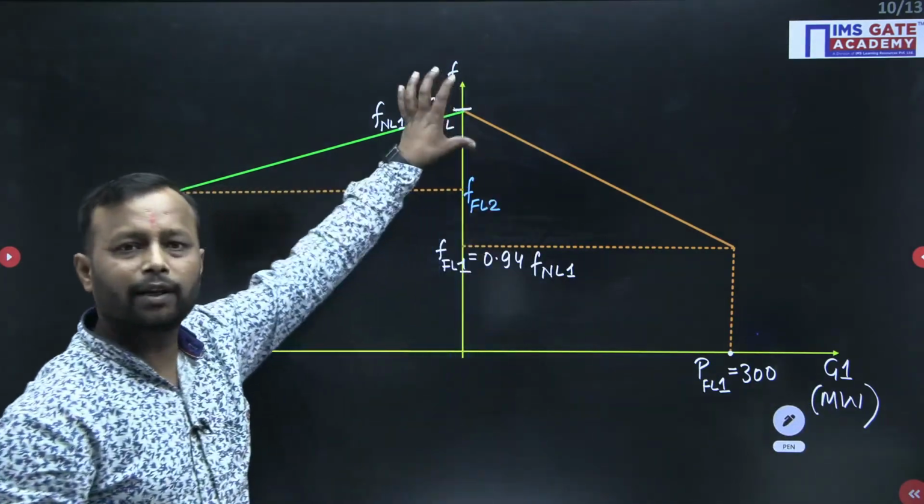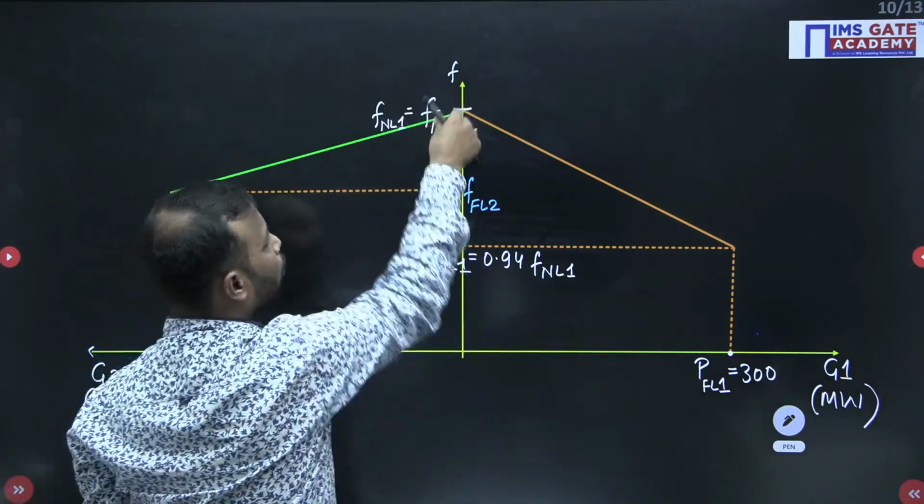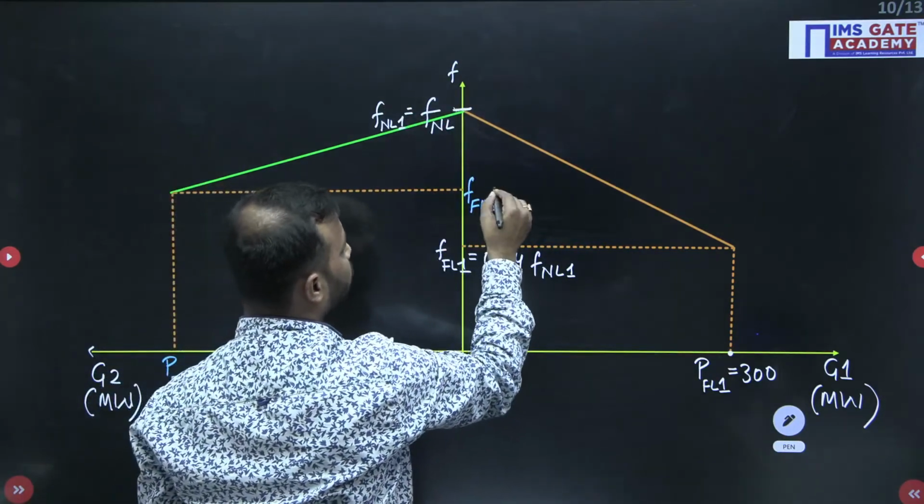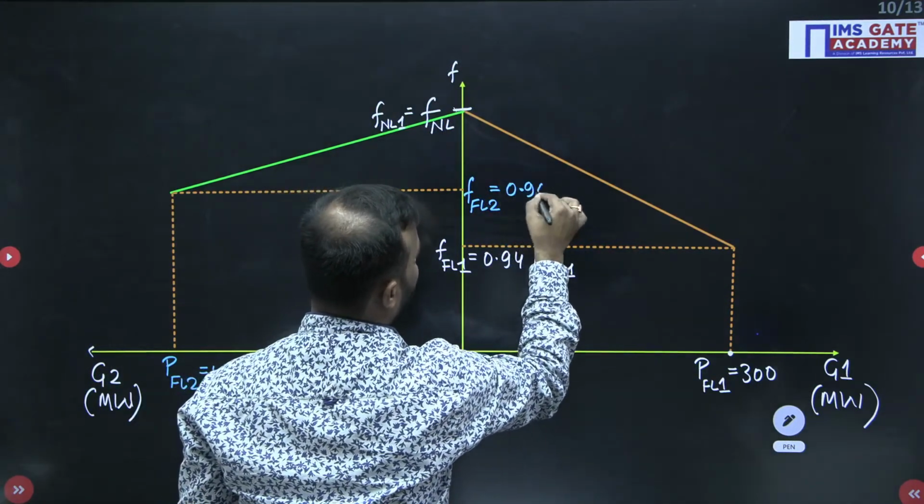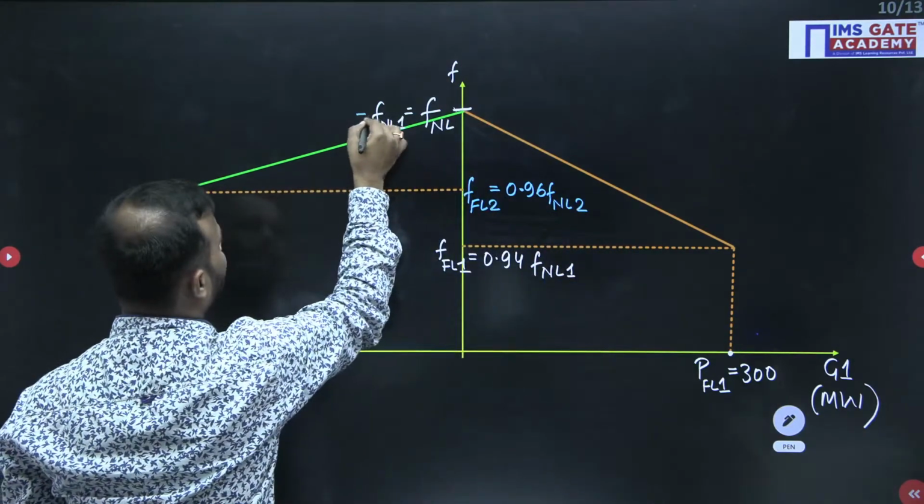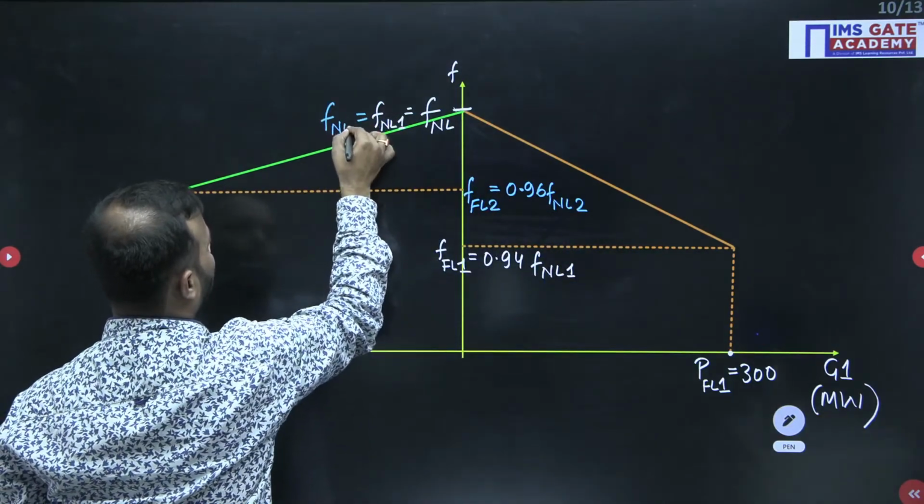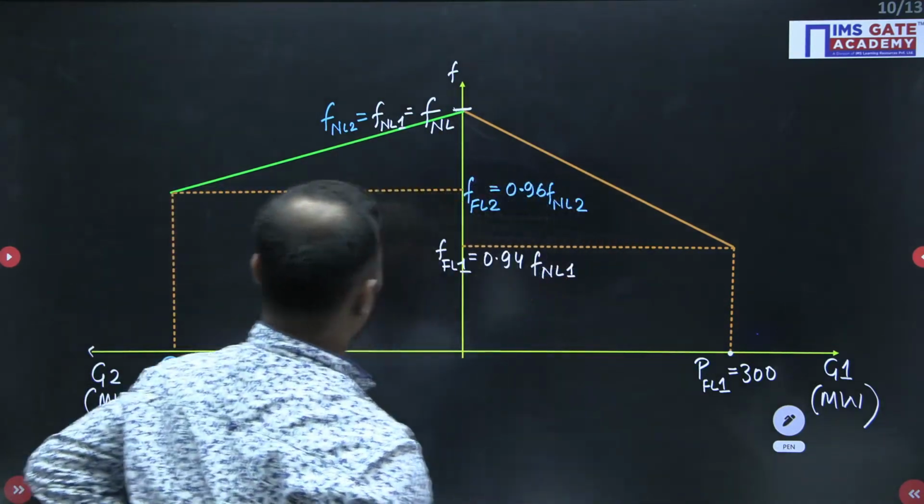So what is the change in frequency, everybody? Change in frequency is 4%. So from full load, a change of 4% is what? This value becomes 0.96 F no load 2. We have assumed this no load 2, because no load frequency is not given, so we will assume the same.